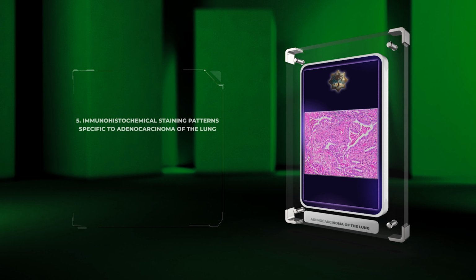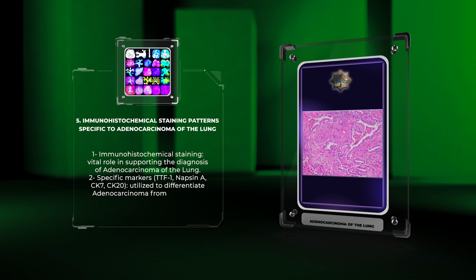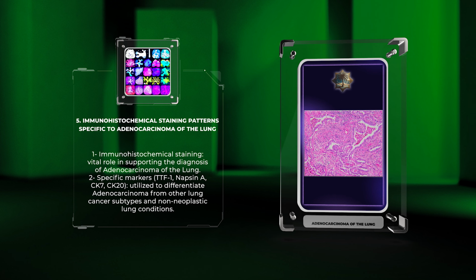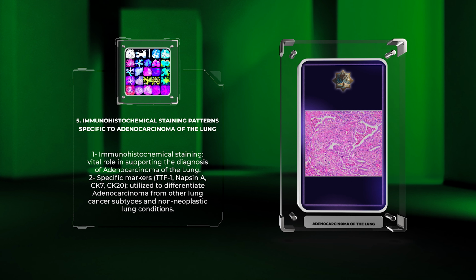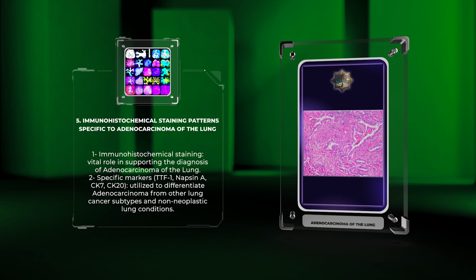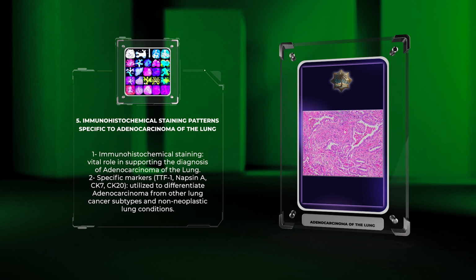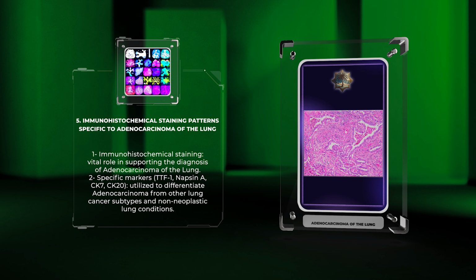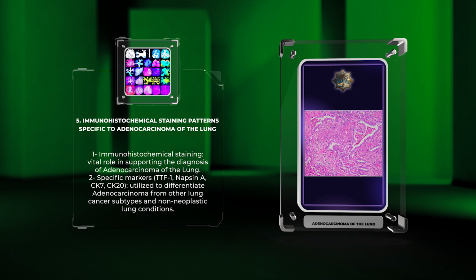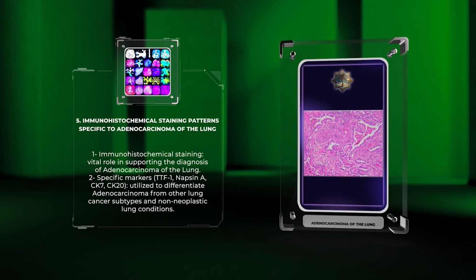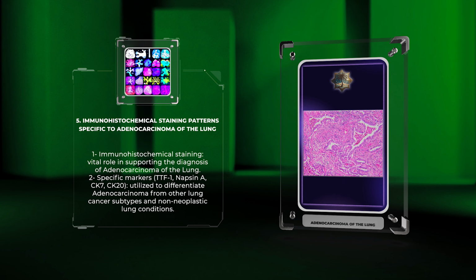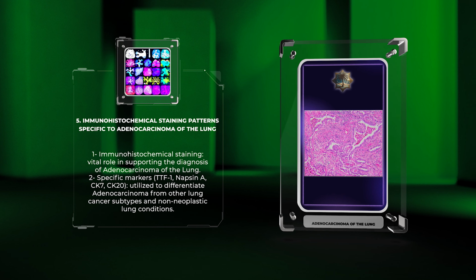Immunohistochemical staining plays a vital role in supporting the diagnosis of adenocarcinoma of the lung. Several specific markers are utilized to differentiate adenocarcinoma from other lung cancer subtypes and non-neoplastic lung conditions. Markers such as TTF1, thyroid transcription factor 1, and napsin A are commonly used to confirm the pulmonary origin of a tumor. Additionally, the expression of markers such as CK7, cytokeratin 7, and CK20, cytokeratin 20, can help distinguish adenocarcinoma from other types of lung cancer, such as squamous cell carcinoma.